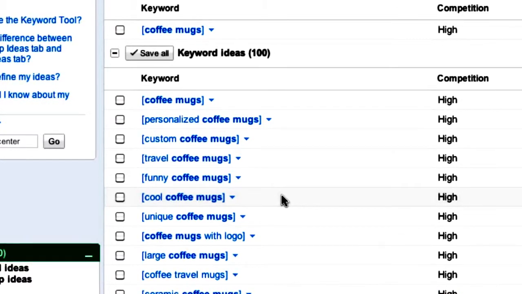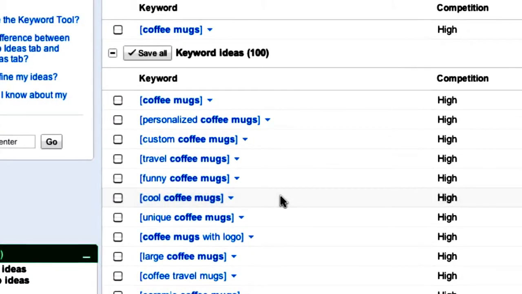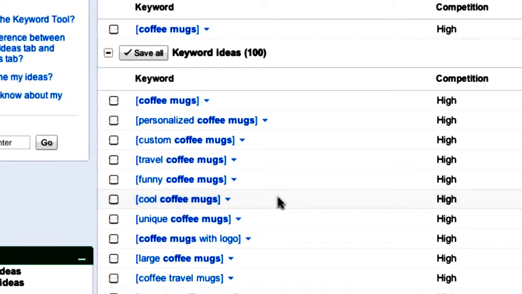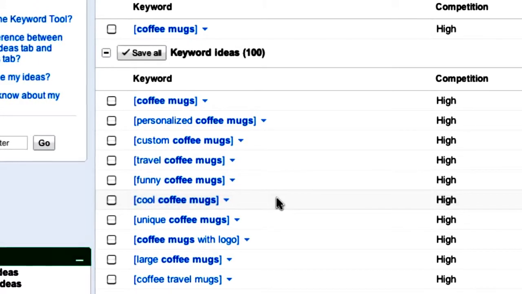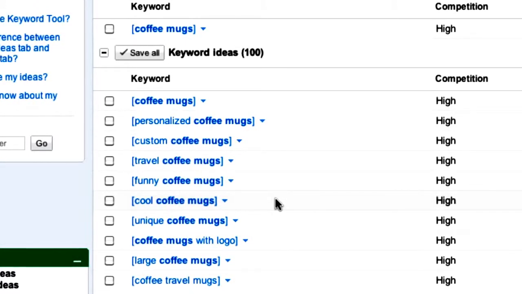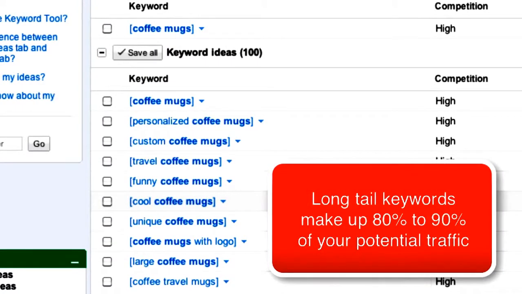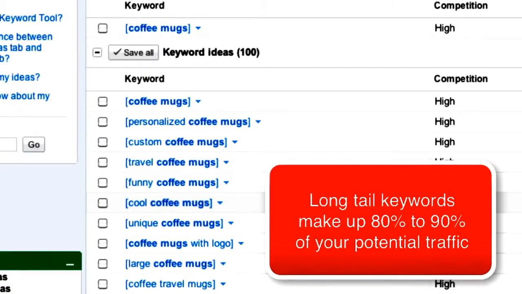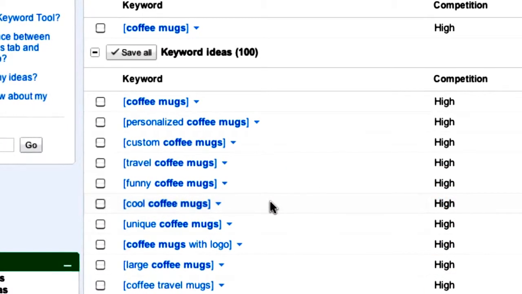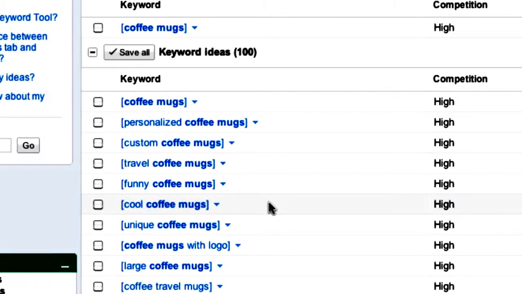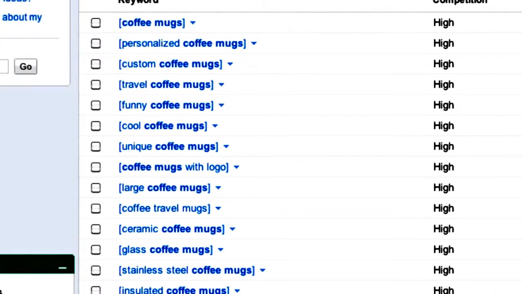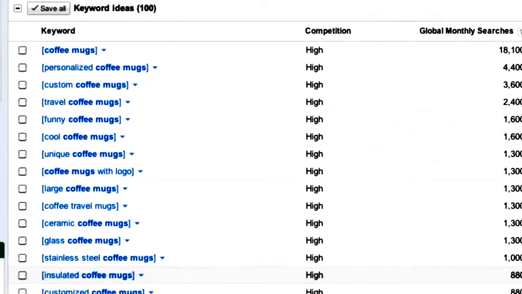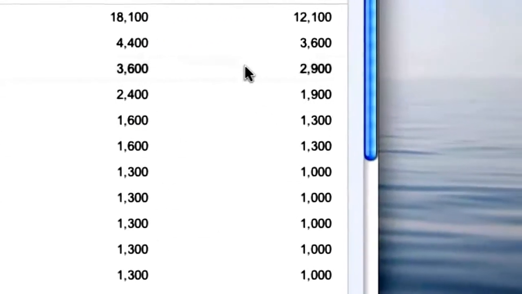And if you serve up a page that's optimized for that term, whether it's travel coffee mug or personalized coffee mug, you'll be able to get a much higher conversion rate on there. So this is where you're going to get 80 to 90% of your traffic. And when you're researching a niche, be looking for lots of these variations. In this coffee mug example, we've got almost a dozen here with more than 500 searches, maybe more than that. So look for lots of variations in the long tail, and also look for the search volume.